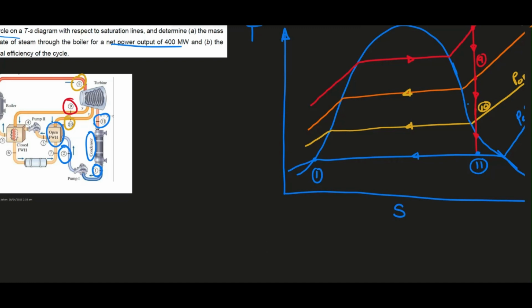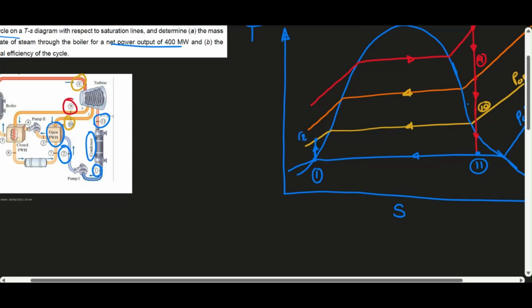So we'll move from the condenser pressure to the open feed water pressure. This is the open feed water pressure line. So we'll move there. Since it's an isentropic process, we have no losses, so I'll just indicate it as a straight line. So that will be state 2.